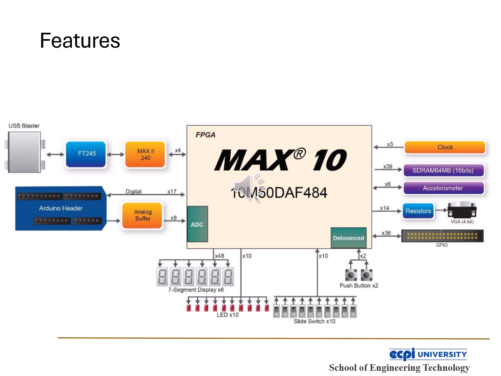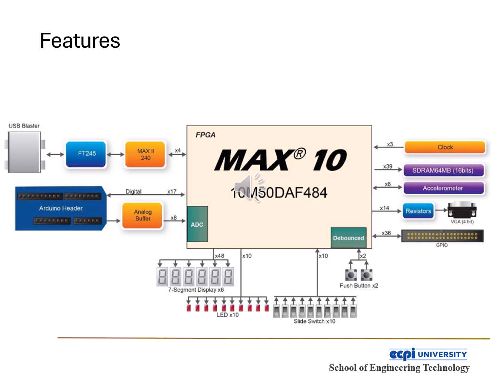Just below that, you'll find an Arduino header. Yes, this board is Arduino compatible, which means you can plug in sensors, modules, or shields just like you would with an Arduino Uno. Next to that is an analog buffer and ADC, analog to digital converter. This lets your FPGA understand real-world signals, like temperature or light, that aren't naturally digital.